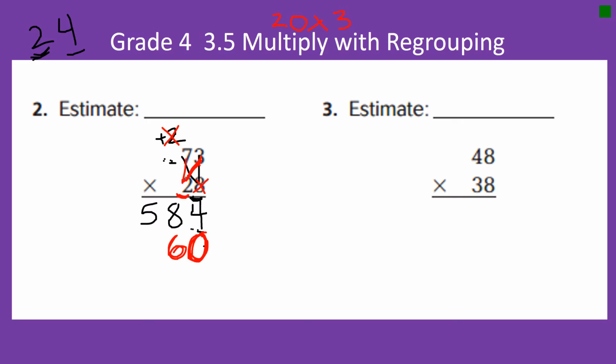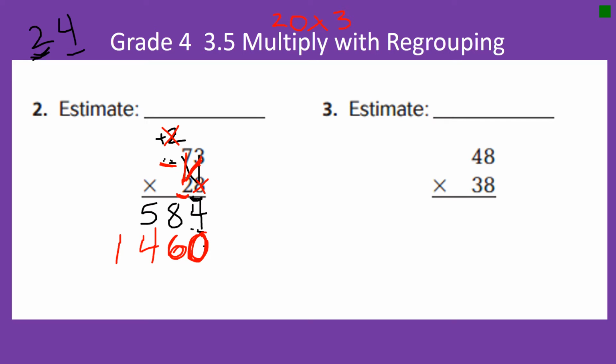The 2 now is multiplied by the 7. 2 times 7, as we know, is 14. Is there anything there that we need to use to regroup? No, there's no more place values over there. So we're just going to write 14.